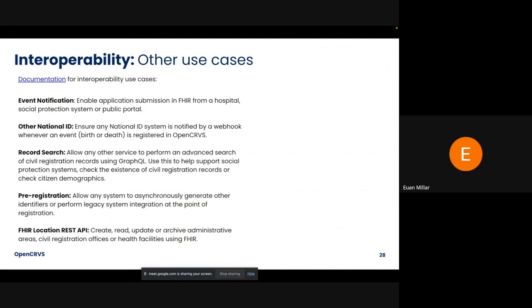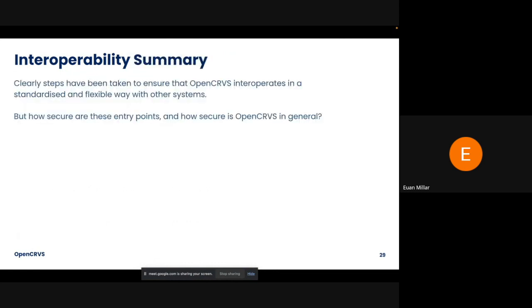And finally, you can update that administrative structure, the locations in your country at any time. You can add statistical information such as population sizes, crude birth rates, add more offices, change the administrative structure. All of this is possible via an API. So, in summary, we've clearly taken steps to ensure that OpenCRVS interoperates in a standardized and flexible way with other systems. But how secure are these entry points? And how secure is OpenCRVS in general?